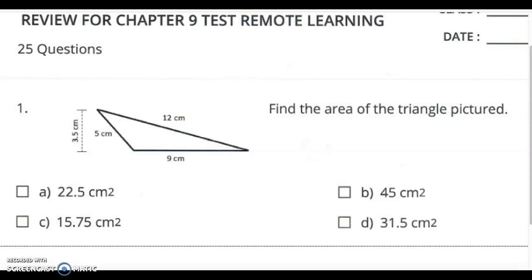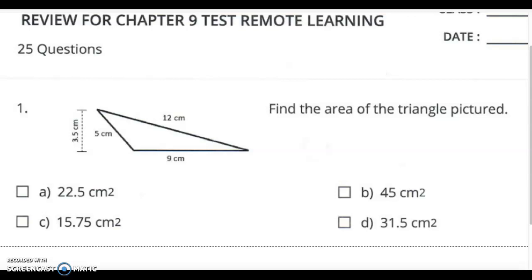Today, I plan on reviewing with you for the Chapter 9 test this week. What I'm going to do right now is go through every Quizizz question on your assignment today and walk you through how to do each one. Then tomorrow, I will post the answers on Google Classroom so you can check over your work and we can meet about it and see if you have any questions.